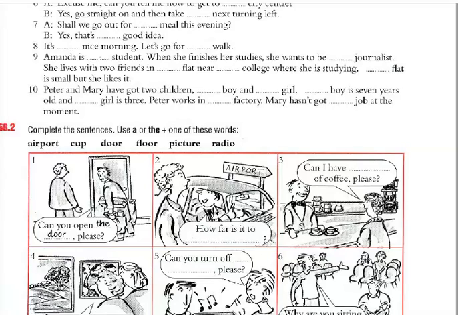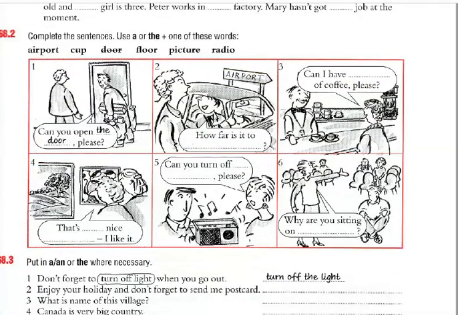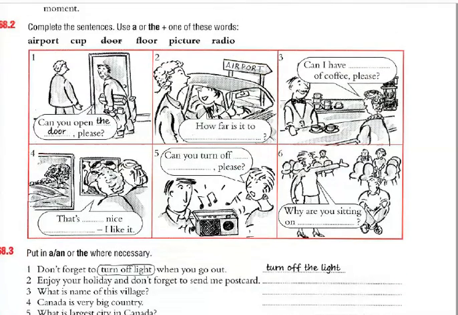And here we go. Here's the second one. Again, you have to complete the sentences using a or the plus one of these words. So airport, cup, door, floor, picture, radio. And number one, can you open the door, please? So put an X through door. That's gone. Okay, again, pause the video there if you want to do that one.